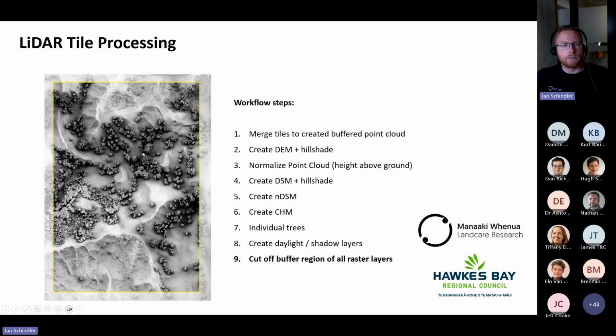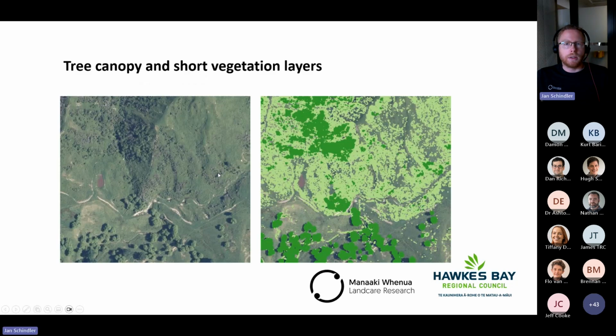At the end, so this was an individual tile, I just clip off the outer region, clip it back to the original extent of the LiDAR tile. So now I want to go through some of the layers I derived and just show you a few examples of how they look and how they were generated.